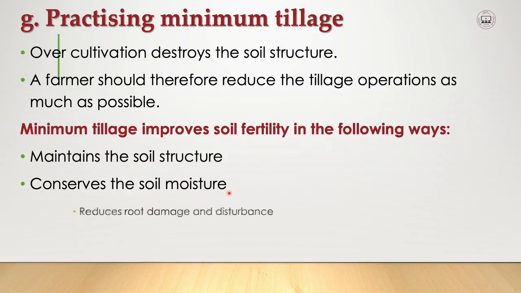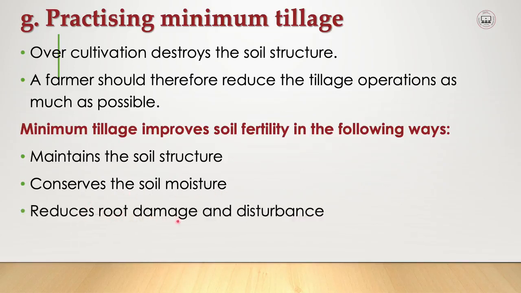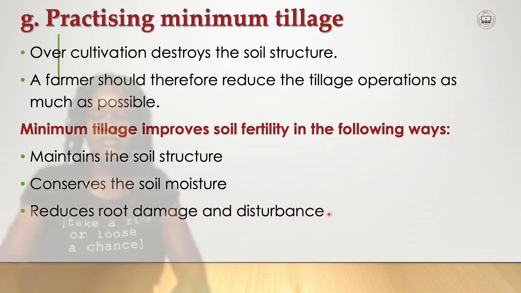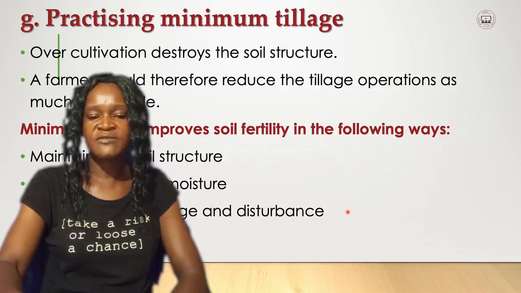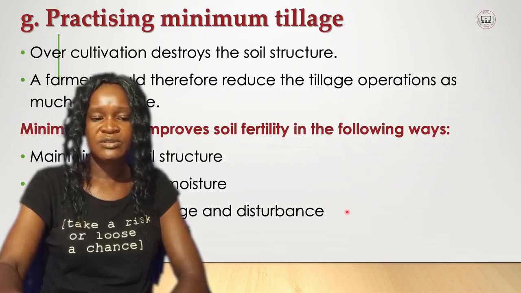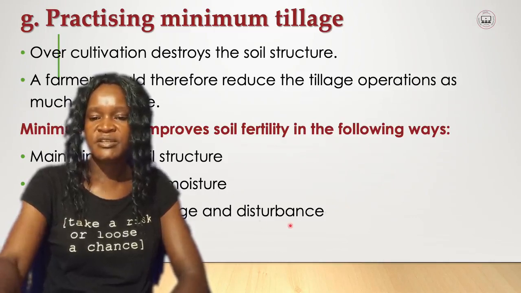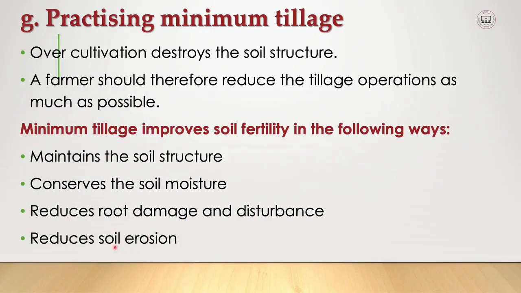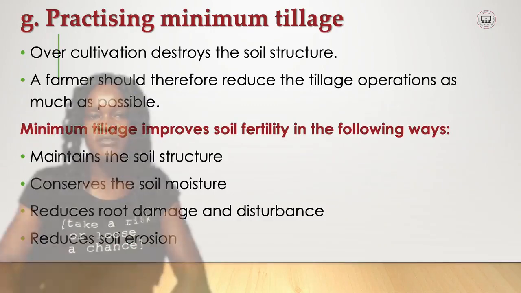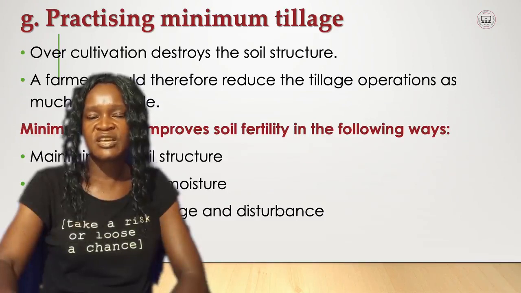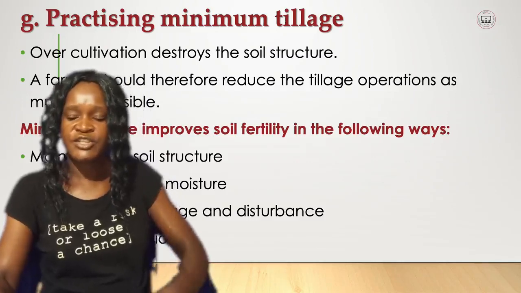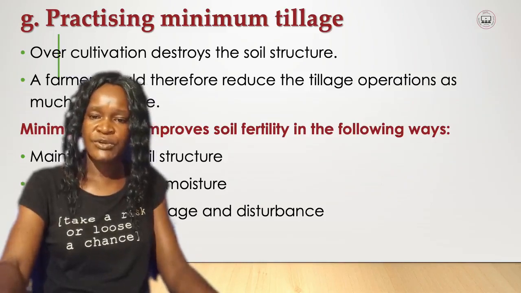Apart from that, it reduces root damage and disturbance, since there is no maximum cultivation on the land, so that will reduce root damage and disturbance. And lastly, it will also reduce soil erosion. Why? Just because the soil will remain intact. If you till the land, the soil becomes loose, thereby encouraging soil erosion. But if there is minimum tillage, most of the soils are intact, thereby reducing soil erosion.